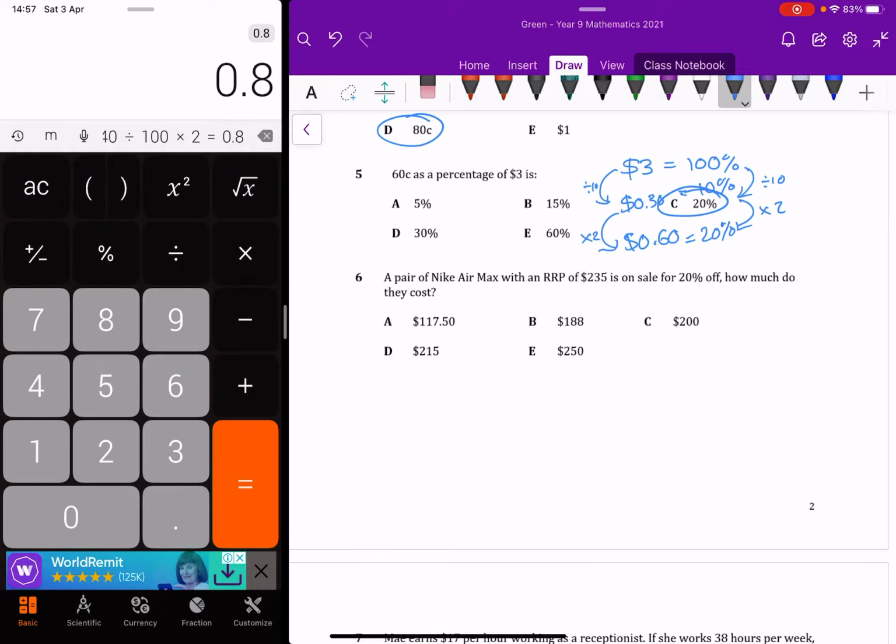Now you could have again done that on a calculator. The way that you'd do that is 60 divided by 300, so 60 cents divided by 300 cents, because that is 300 cents, and then you times by 100 to get your answer. Okay.